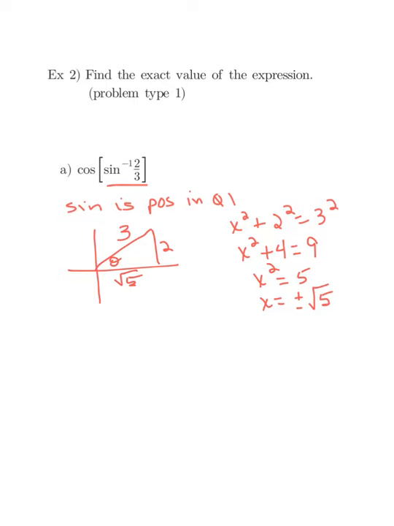So what we have done by setting up this picture is we have created an angle whose sine is 2/3. We now want to do the cosine of that angle. So the cosine of that angle theta is the x value, square root of 5, over the r, 3, and that's your answer.